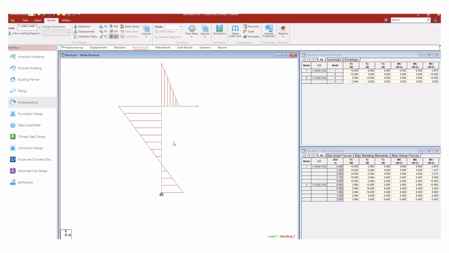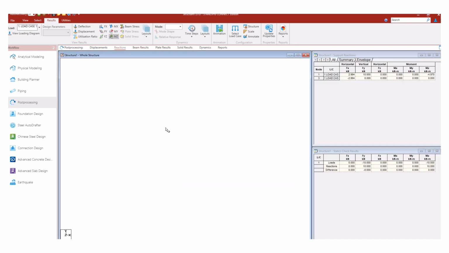So deflection and bending moment we have seen. We can see the reactions also. 2.994, 2.994, that's the horizontal one. The vertical one is 10. So I applied 10 kilonewtons here, this one only.